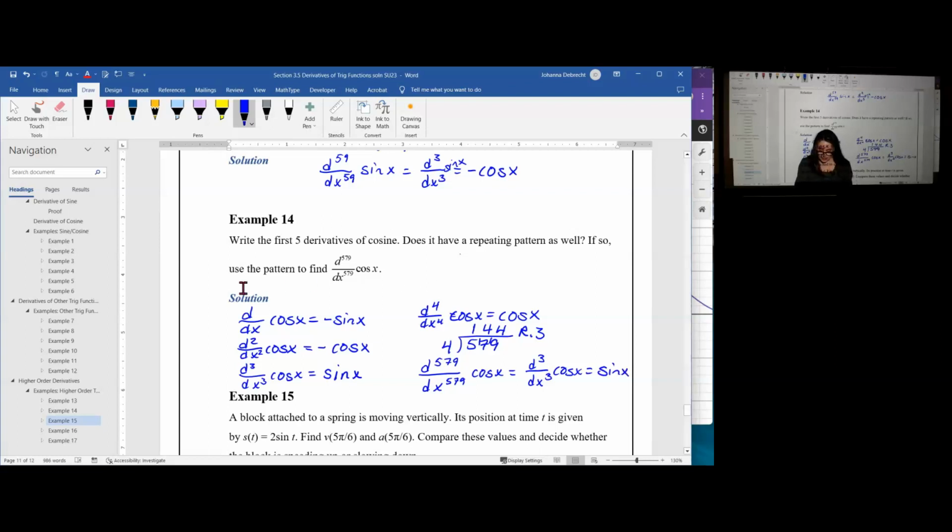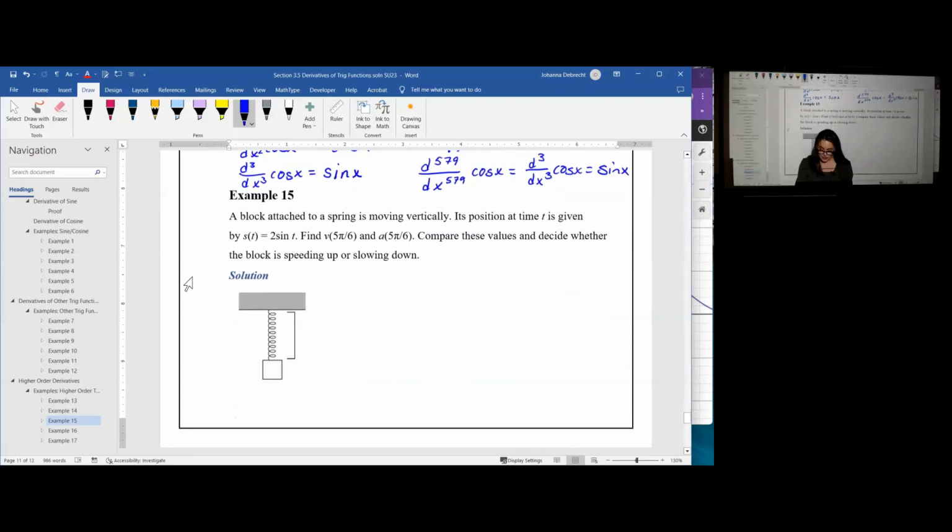Let's now look at an application problem in number 15. In this particular problem, we have some kind of block or weight attached to a spring, a coiled spring, attached to some ceiling or something. If I pull on the weight, it will oscillate up and down. And this can be described with a trig function.